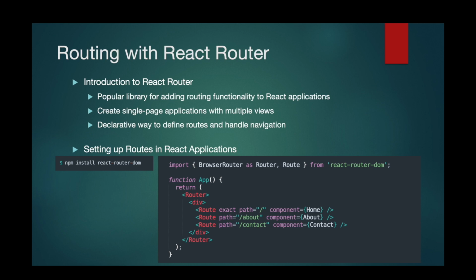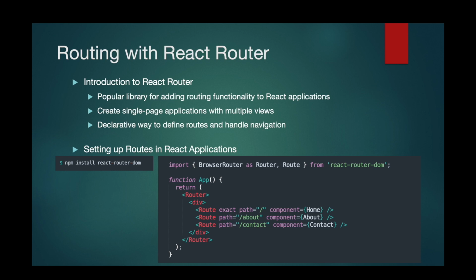Setting up the routes in React applications. To use React Router in your application, you first need to install it via npm. You can do that by npm install react-router-dom. Then you can set up routes in your application by wrapping your root component with the BrowserRouter component and defining Route components for each route.